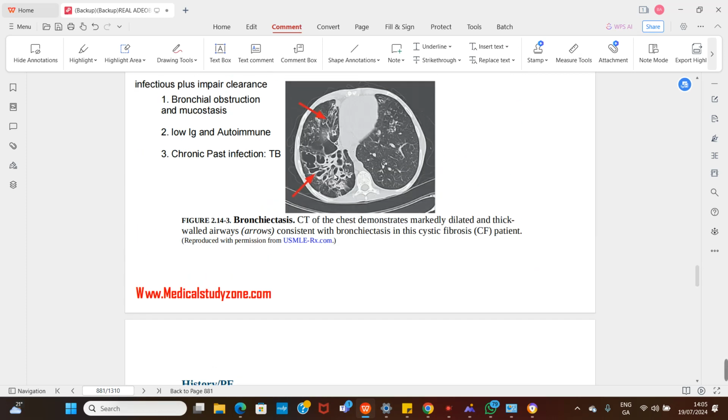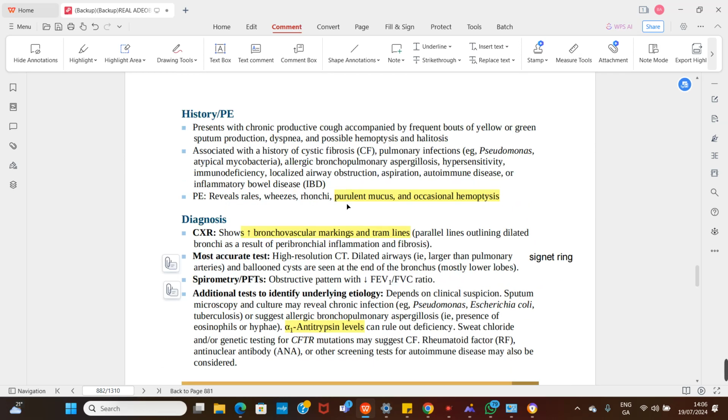A markedly dilated, thickened bronchial wall. That's what we are going to see. So you can see all these things, the way they are dilated and they are thickened. So this is bronchiectasis we are looking at on CT.